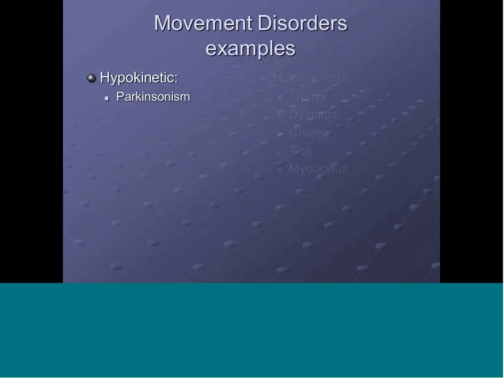Some examples of movement disorders, we can broadly divide them into hypokinetic and hyperkinetic. Hypokinetic, the most common movement disorder is Parkinsonism, which is further divided into various types of Parkinsonism. Dystonia can sometimes also be considered a hypokinetic disorder, but mostly we label it under hyperkinetic disorders. Other hyperkinetic disorders are tremor, chorea, tics, and myoclonus.